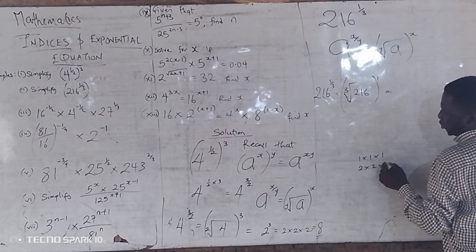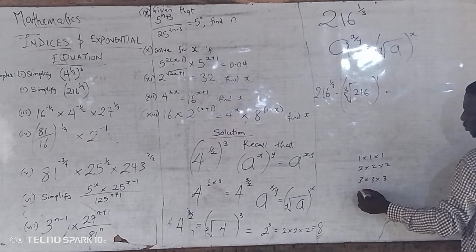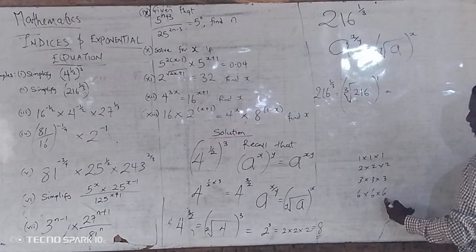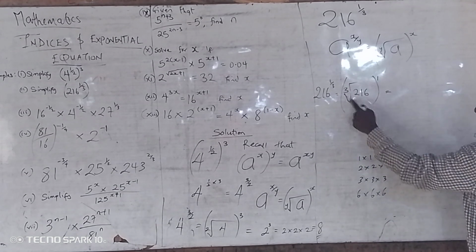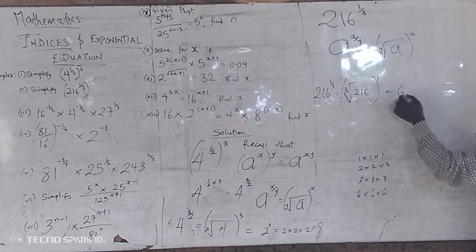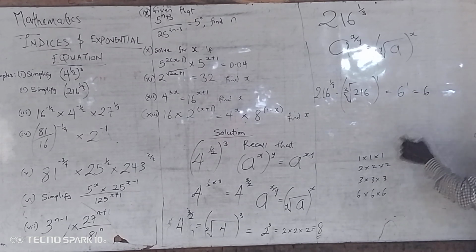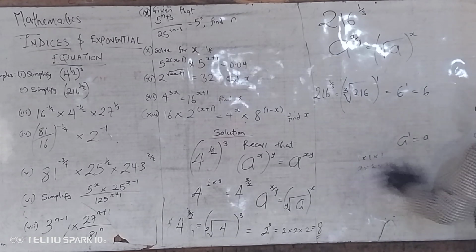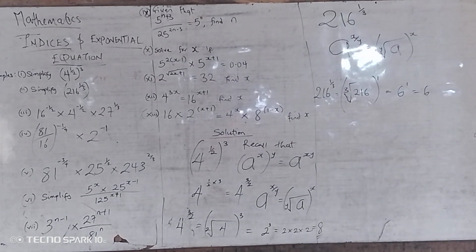2 times 2 times 2 will not. 3 times 3 times 3 will not. The only number that will is 6 times 6 times 6. So since it is only 6 that you can multiply by itself 3 times to give you 216, it means that the answer here is 6. Now, 6 to the power of 1 is the same thing as 6, because I already told you that a raised to the power 1 is a in the law I stated here. So that's that.